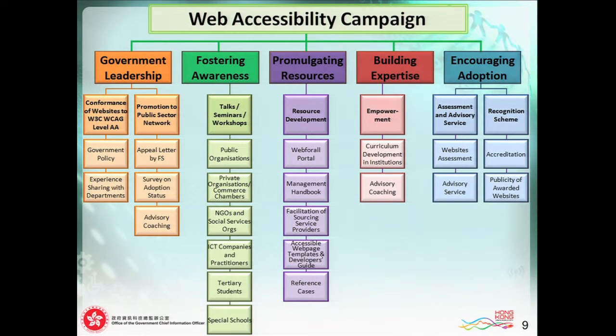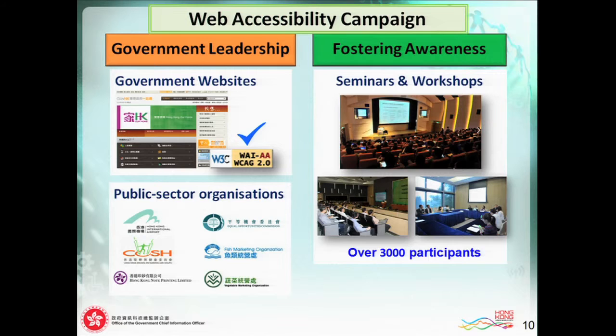Under the web accessibility campaign, we take a multi-pronged approach. Here are the five approaches: government leadership, fostering awareness, promulgating resources, building expertise, and encouraging adoption. We take the lead. The government works towards having all government websites conform to the WCAG 2.0 AA standard. And nowadays, over 80% of the government websites conform to this standard.